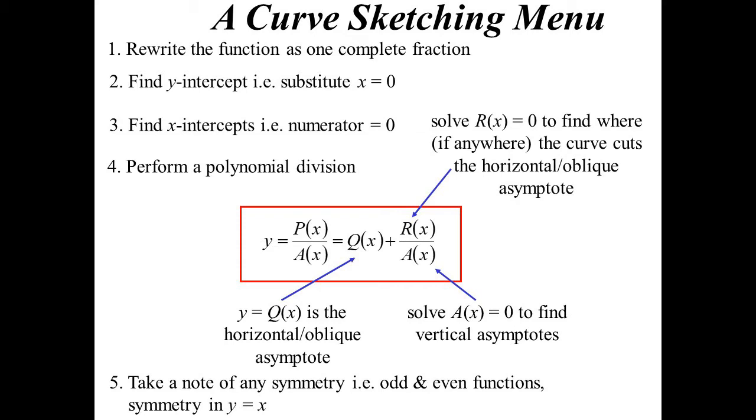And the other one to keep an eye out for, and this one's not always easy to spot, is that symmetry in y equals x. And that's the ones where it's its own inverse. So if you swap the y's and the x's round, you still have the same function. As I say, not as easy to spot, but if you do spot it, then you know, okay, it's symmetric along that diagonal line. So let's talk a bit about asymptotes.